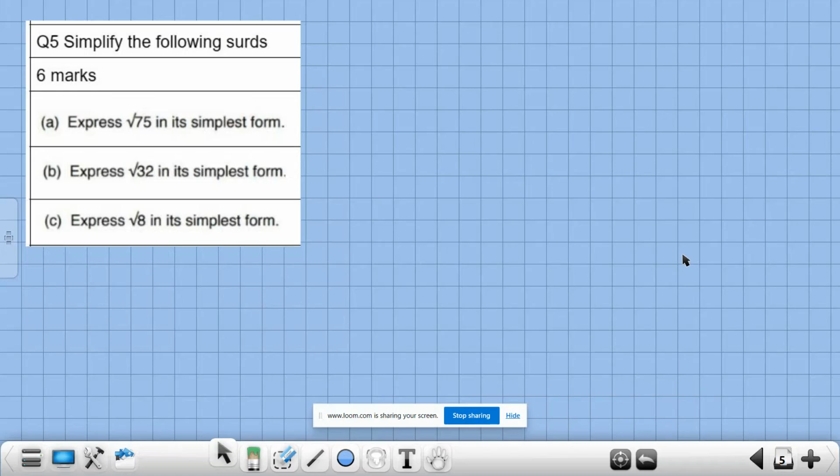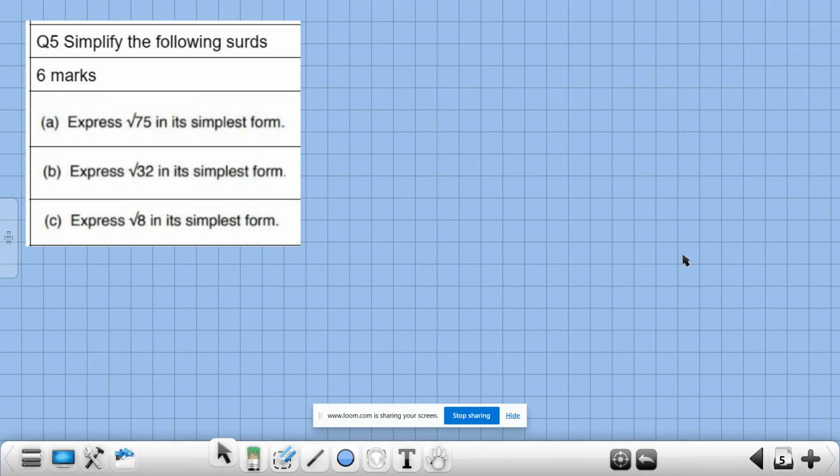Question 5 from Skills Check 1, and I'm going to spend a bit more time on this because surds are going to be such a regular feature of what we do, particularly when we get to exam practice, so I want you to feel more confident with them.